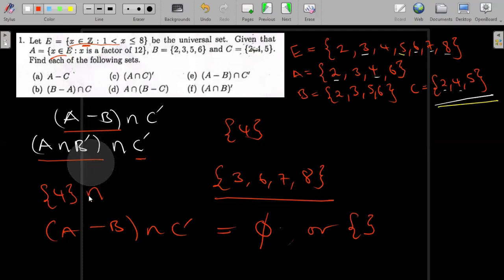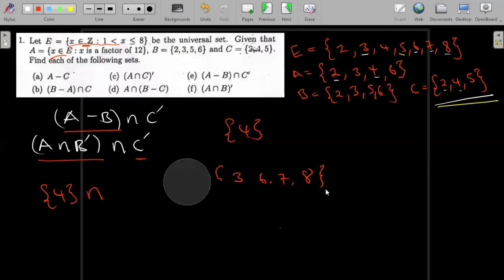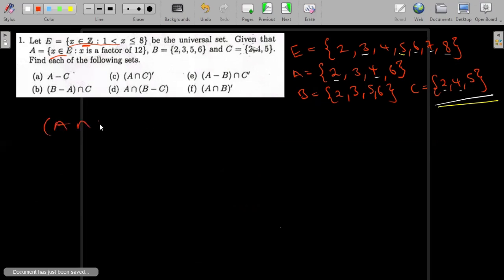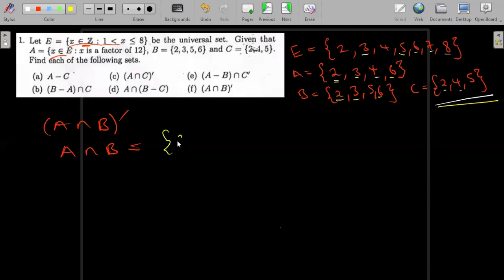All right, so now let us do the last part. So the last part of question 1 is just A intersect B complement. So to find the A intersect B complement, I must first find A intersect B. So what is the intersection of A and B? What elements are common both in A and B? I can check there and I'll see that 2 is common there, 2 is there, 3 is there, 3 is there. I have 6 there and I have 6 there. So those are the common elements. So there's 2, 3, and I have 6.